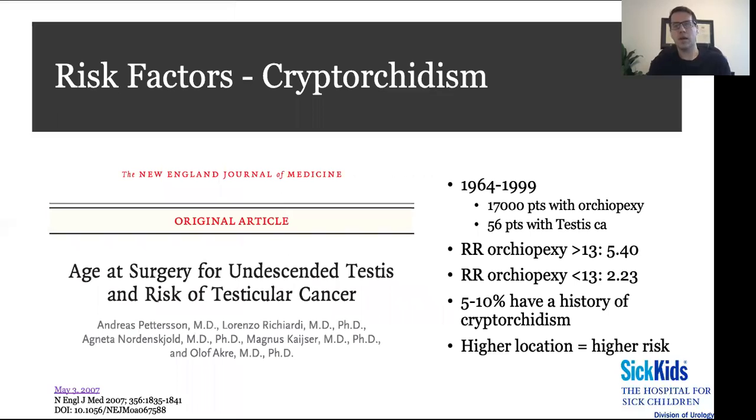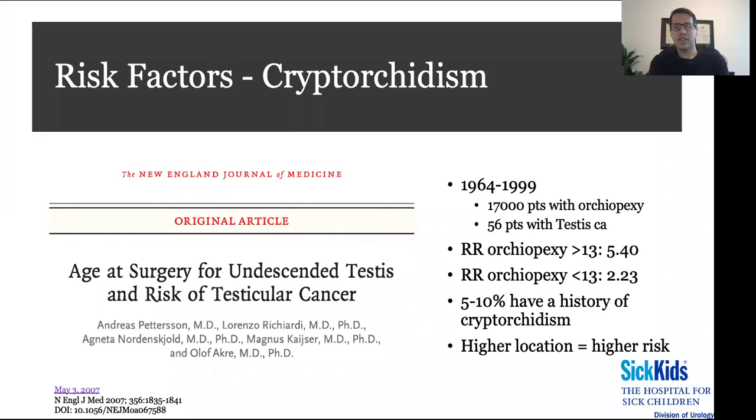So I think this is probably one of the most important ones for us as pediatric practitioners, pediatric urology practitioners. It's a really important risk factor for testicular cancer, and is something that we see very commonly in our clinics. So cryptorchidism, we should know how to discuss with families and counsel regarding this. So I posted this study here, and this is a Swedish study which was published in the New England Journal of Medicine in 2007. It identified 17,000 patients that underwent orchiopexy, of which about 56 patients developed testis cancer.